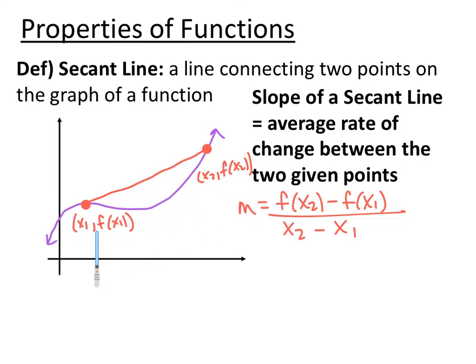So if this point here is x1 comma f of x1 and this point is x2 comma f of x2, then you'd find your gradient or your slope using your rate of change, your slope formula. So f of x2 minus f of x1 over x2 minus x1. And this is also called the average rate of change between these 2 given points. So average rate of change and slope or gradient are the same thing.